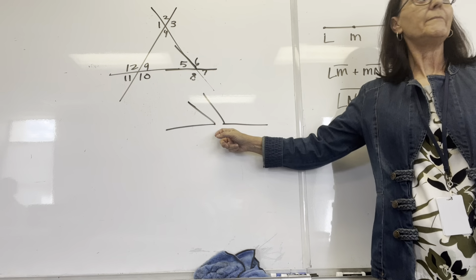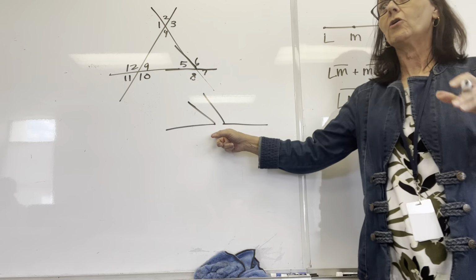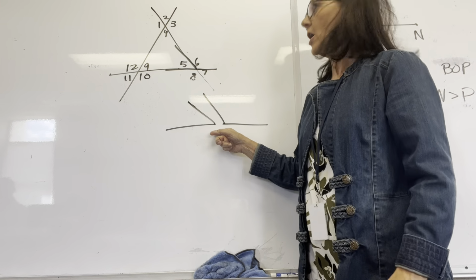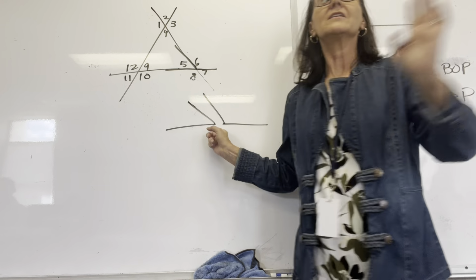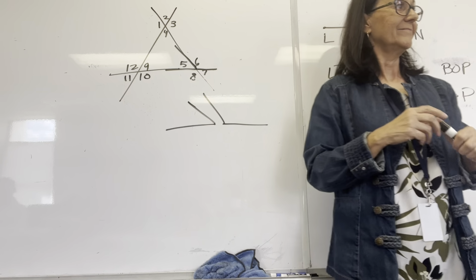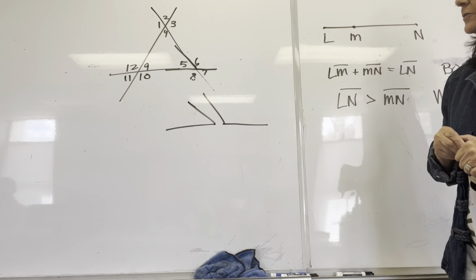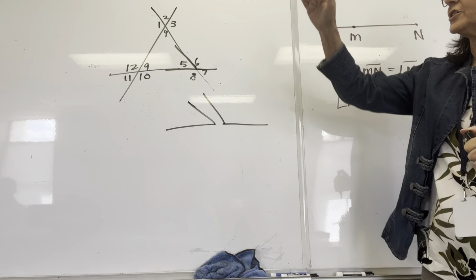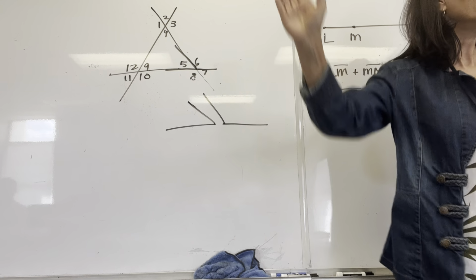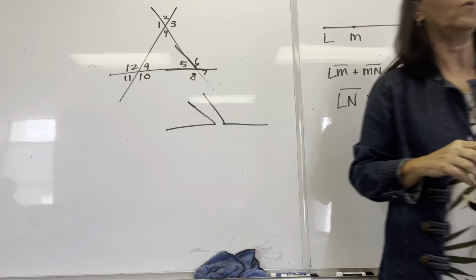Is this a linear pair? No. Can it be supplementary? Yes. But are all supplementary angles linear? No. Are all linear pairs supplementary? Yes. So 1, 2, 3, and 4 is 4 linear pairs: 1 and 2, 2 and 3, 3 and 4, 4 and 1. What is 1 plus 2 plus 3 plus 4 equal?